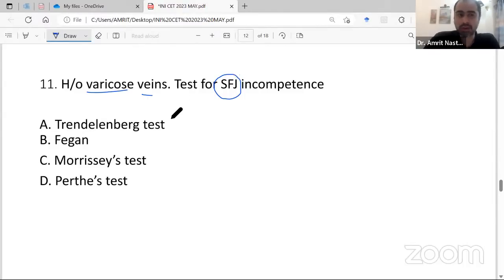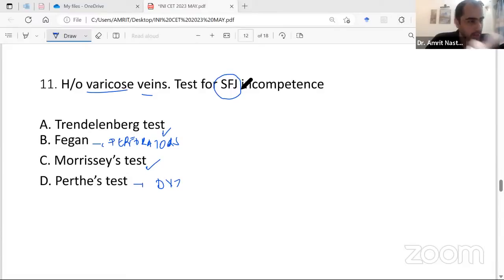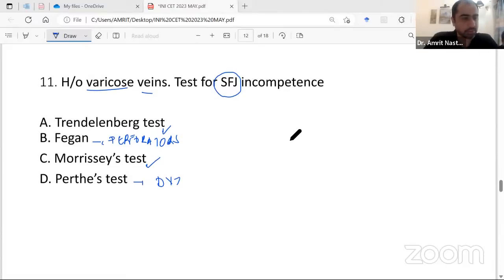So if the question was only for varicose veins, then the answer is going to be Trendelenburg and Morrissey. Perthes test is a test for DVT and Fagan's test is a test for perforators. Okay, it's a test for perforators. Fagan's test is not going to be in the answer. So the answer will be Trendelenburg and Morrissey's cough impulse, not Fagan's and the other tests, because they are just tests for varicosities. They are not tests for SFJ incompetence. All right, so yeah, most of you are saying SFJ incompetence. Okay.